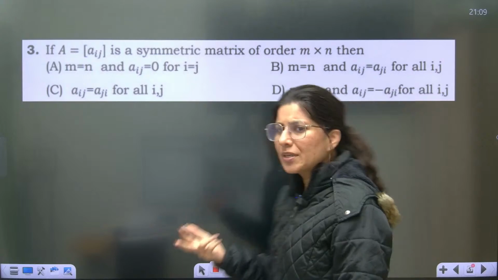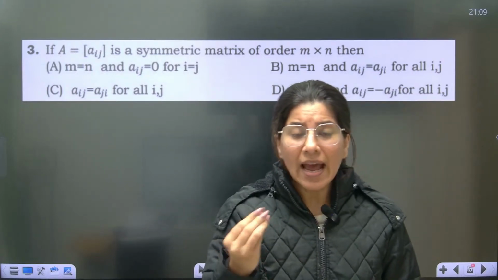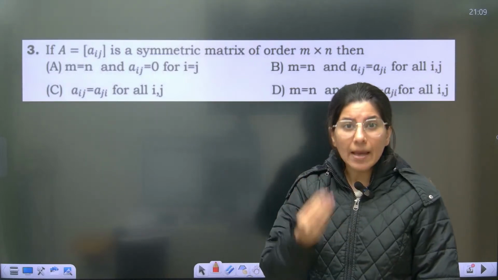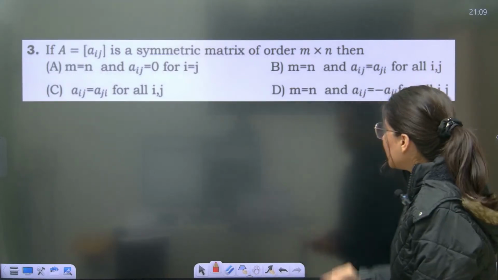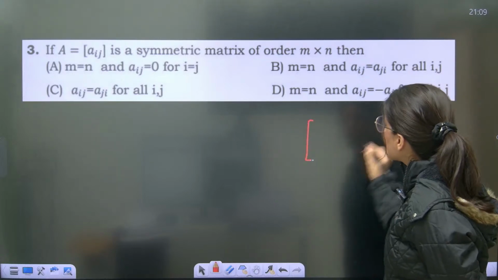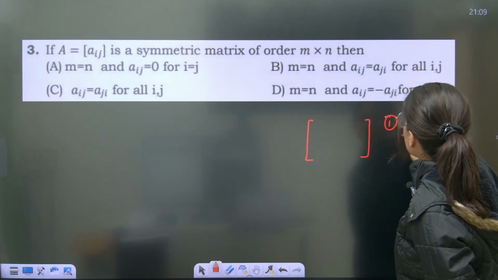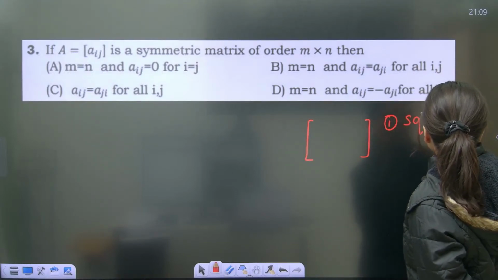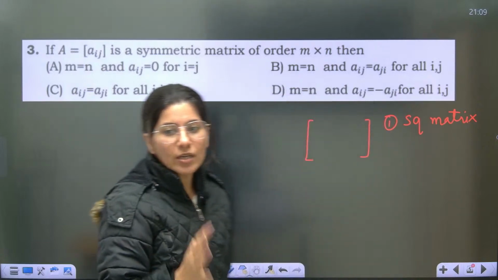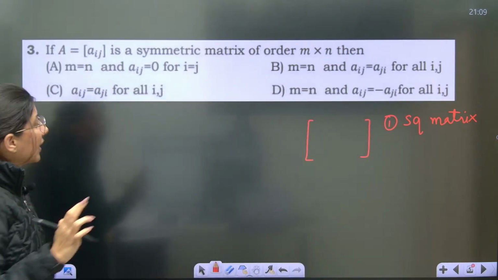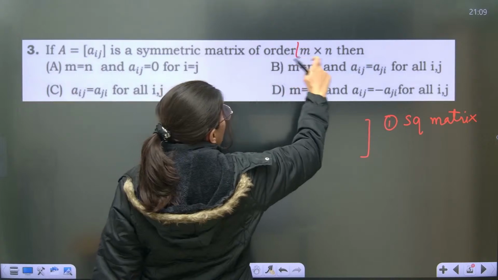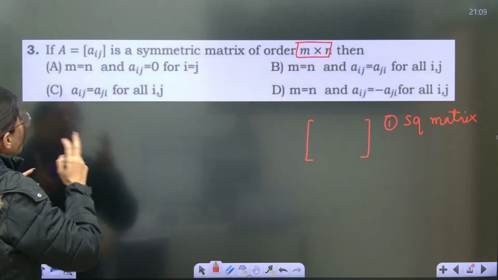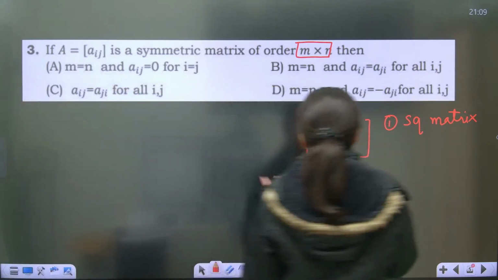Now, the next question is all about matrices, and somebody is talking about a symmetric matrix. Let me tell you something about the symmetric matrix. A symmetric matrix is a square matrix. Number one, a symmetric matrix is a square matrix. Square matrix means the number of rows and number of columns will be equal. So if m cross n is there, m and n should be equal. So clearly m equals n will be our answer.